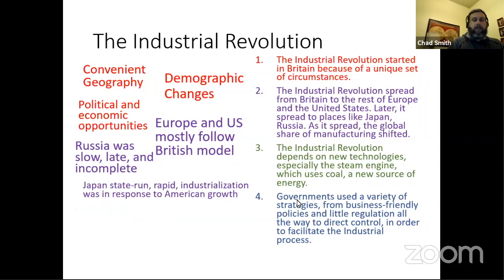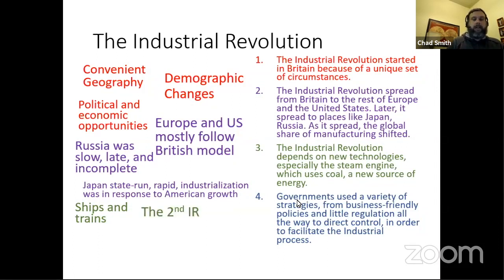The Industrial Revolution depends on new technologies, especially the steam engine, which uses coal, a new source of energy. We talked about the steam engine being placed on ships and trains in order to increase transportation, both of raw materials, which was able to increase manufacturing, of manufactured goods, which was able to increase trade, and of people, which helped to increase migration.